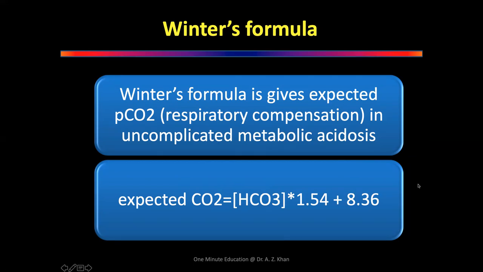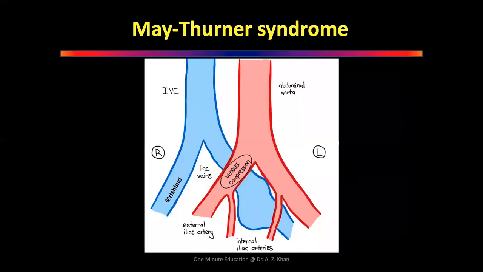And if the expected value is not the way it is supposed to be, then something is wrong. The compensation is not adequate. And this will be discussed in the lecture on acid-base balance. Okay, sorry, I told you.